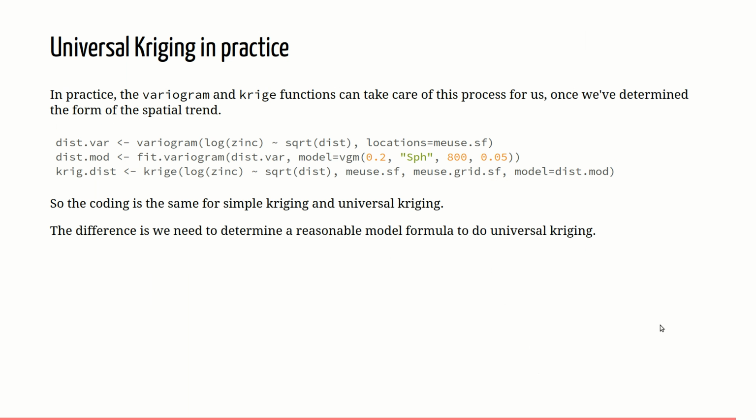So to sort of summarize, before we do that, how do we do that in practice? We don't tend to follow those 5 steps in practice. The computer does that for us. So we can just put our model formula, which is our linear model formula, directly into the variogram and Krig functions, and it will take care of fitting the linear model, taking that out, and just looking at the residuals, Kriging the residuals, and then adding the model fit from the linear model back in.